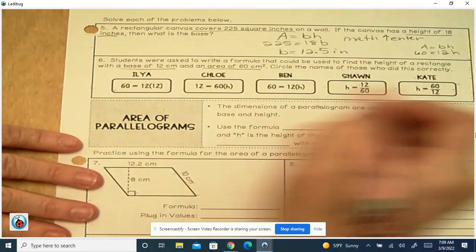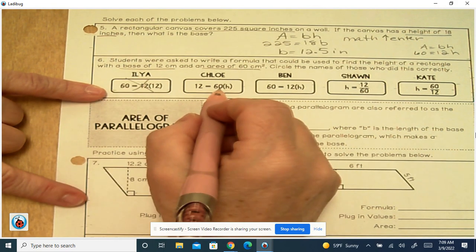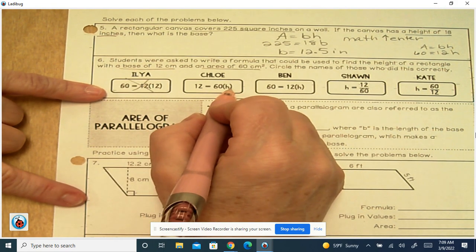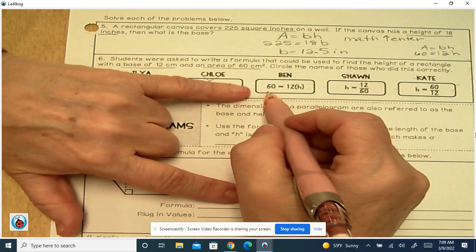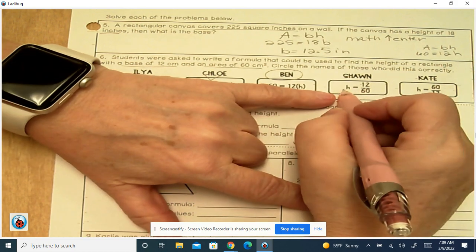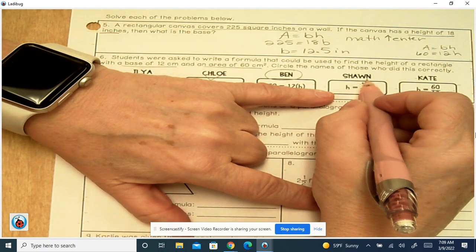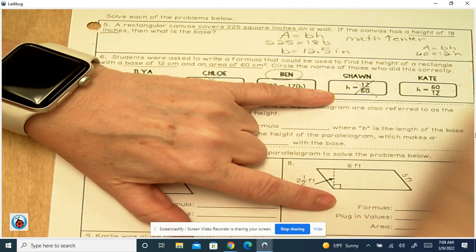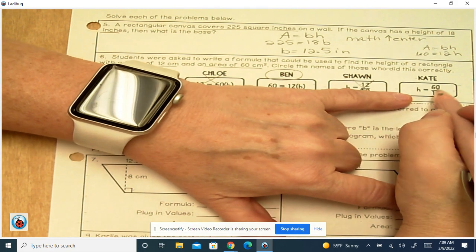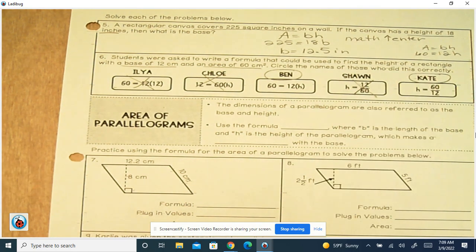And if we look at these, it can't be this one because they've got 12 times 12. This one, they've got 60 times the height, which is not it. Ben's looks just like this one. If we were looking for H, we're not looking for the area, which is 60, so it's not that one. Here's the height with the area of 60 divided by the 12. So Ben and Kate have the two correct ones there.